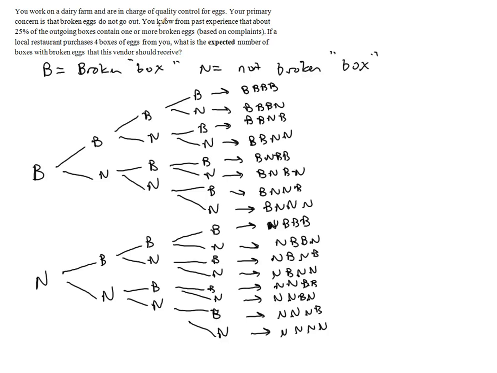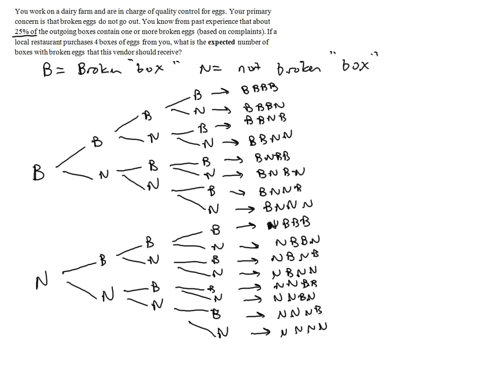We're told that we work on a dairy farm here, and we want to make sure that boxes that have broken eggs don't go out. So 25% of the time, a box will have some number of broken eggs. This is not really important because we will qualify a box as being a broken box if it has a broken egg. It will be not a broken box if it doesn't have any broken eggs. So it's as simple as that.